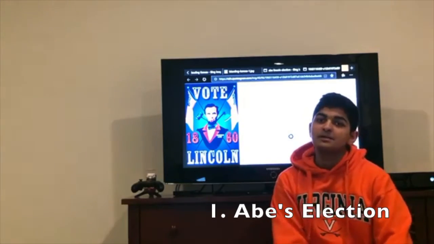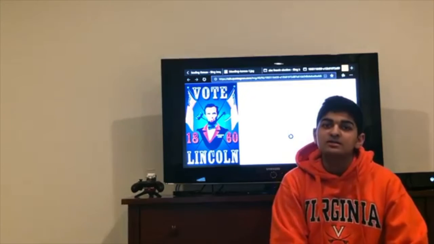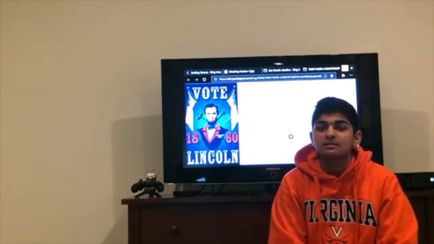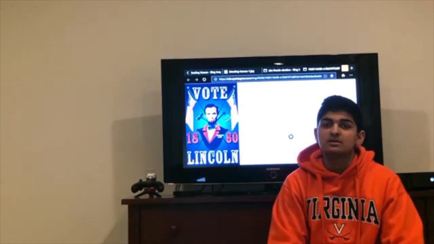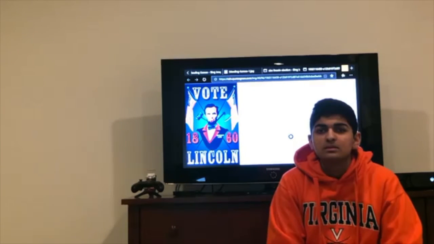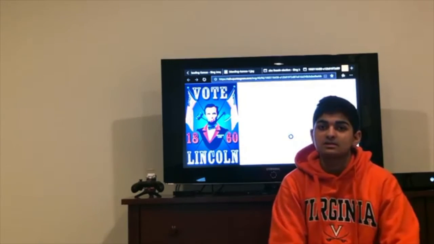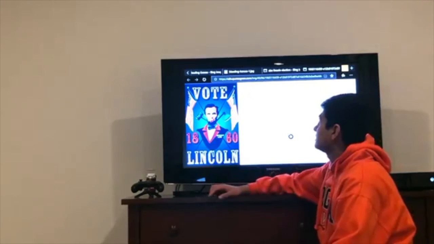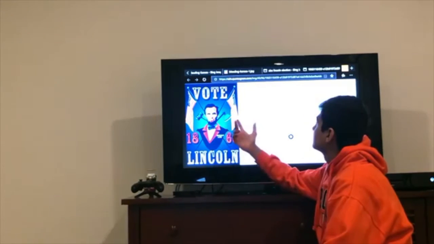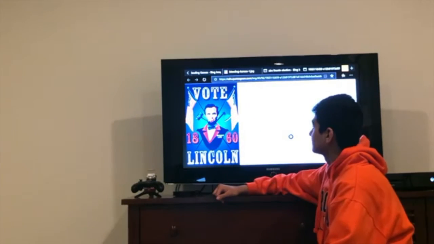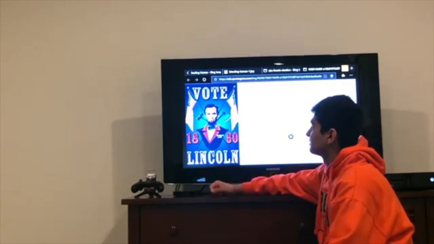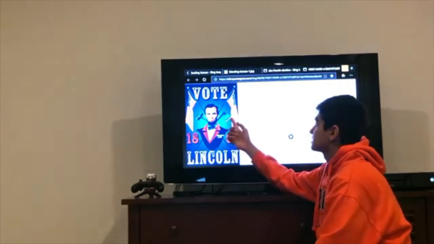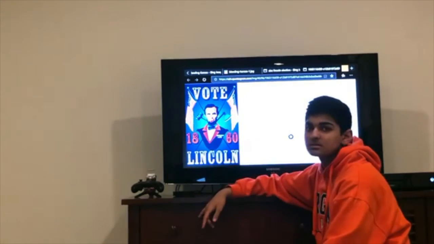At number 1, we have Abe's election. Abe wanted to end sectionalism, and this was chosen because when Lincoln was elected, the people of the South strongly disagreed with his views, which favored the North and led the South to feel unconnected to its government. And right here, we just have a made-up campaign poster of Lincoln to go and vote for him, and it shows that he's militaristic and also honest.